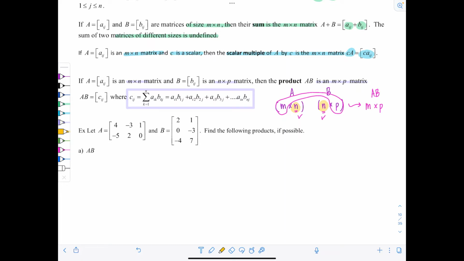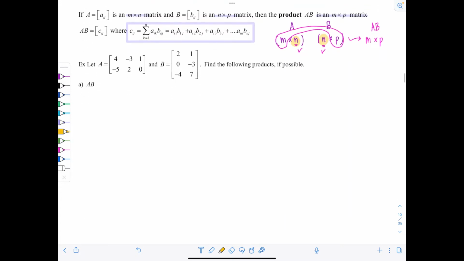All right, so let's look at an example. I told you not to memorize this little summation formula. I'll show you how it works just by examples. So here we have matrix A, matrix B, and then find the following products if possible. All right, so let's check first if we can even do this. Matrix A is what size? A has 2 rows and 3 columns.